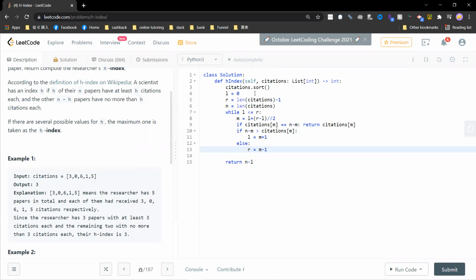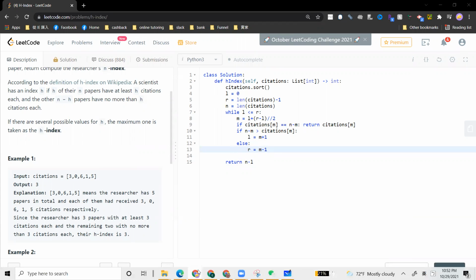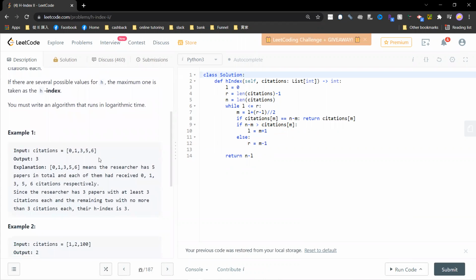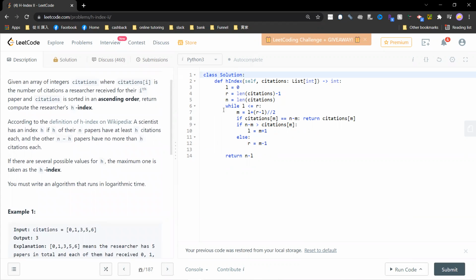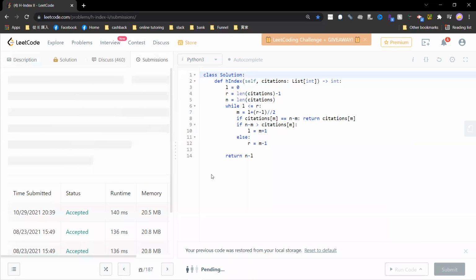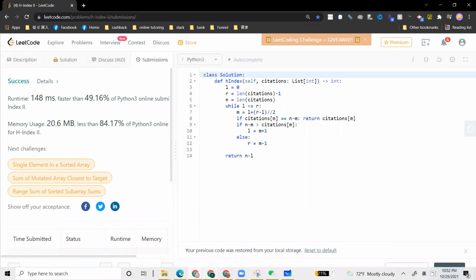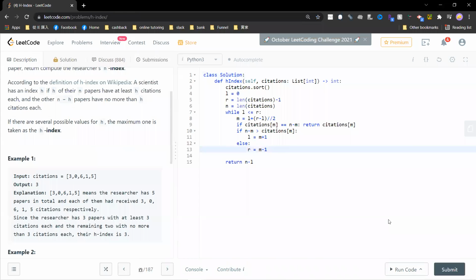This is the answer. For this part, you just sort it and then you run a binary search. But this is the same as in H index 2, because H index 2 is exactly the same as the first one, just originally sorted. So for this one, you just run a binary search. You can check both of them are the correct answer, and you can just run it.